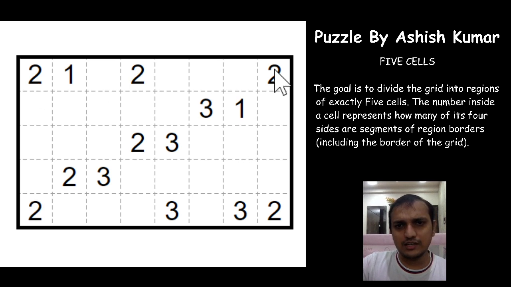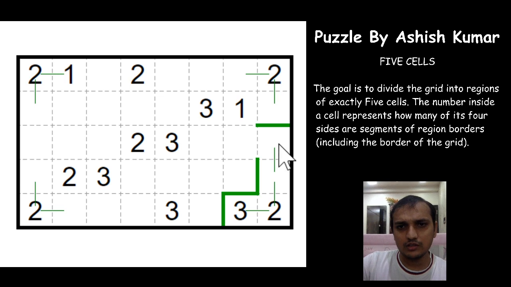All the 2s at the edge are a good start here. As the grid border is also counted as a segment for the region borders, we can mark these two, this and this here. So this 3 is done. This cannot connect with this region, so this will go up and this will come this way.